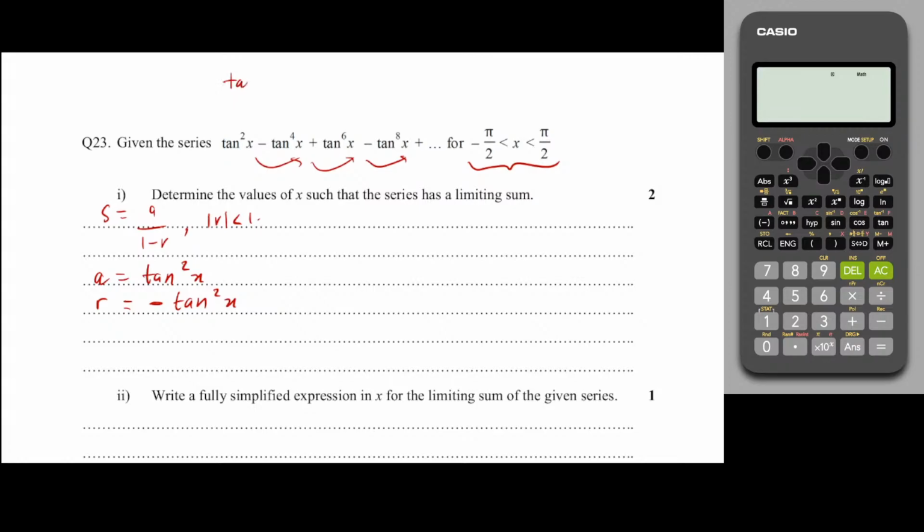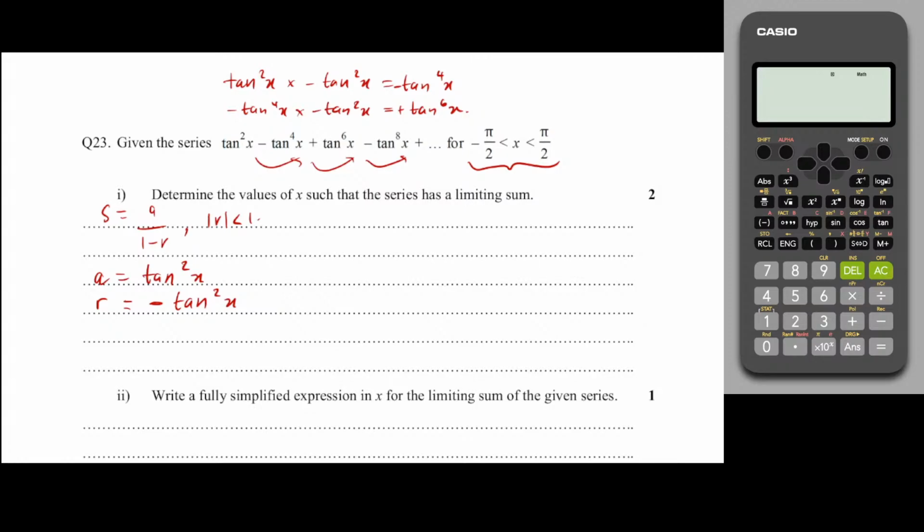We can see that because when we do tan squared x times negative tan squared x, when we multiply same bases, we add the powers, so it's going to be negative tan to the 4x. And then when we do negative tan to the 4x times negative tan squared x, we're going to get positive tan to the 6x, because we're using index laws for each jump.